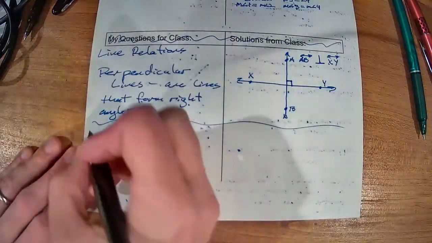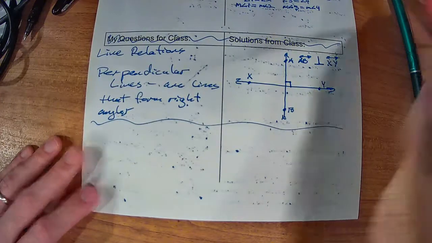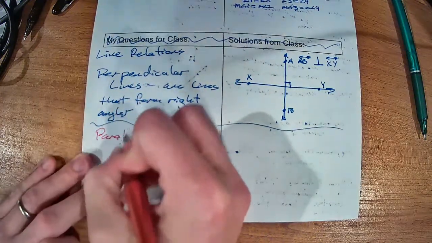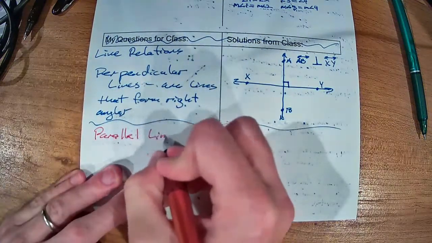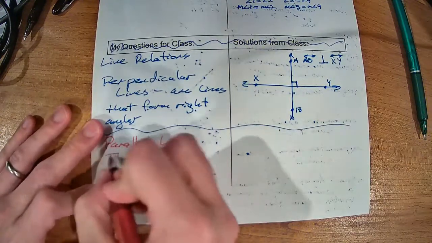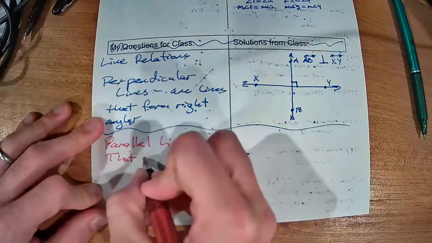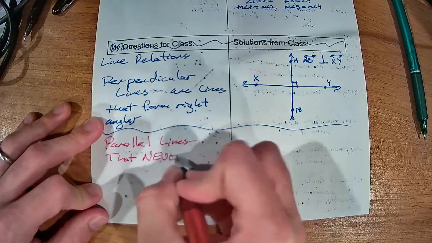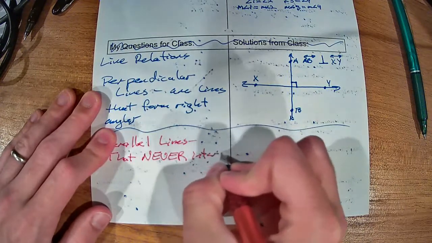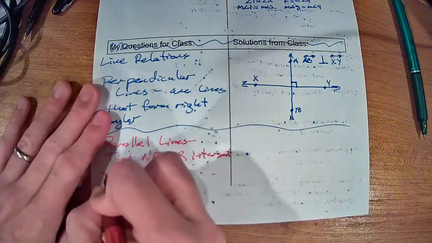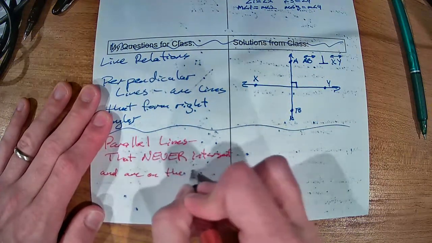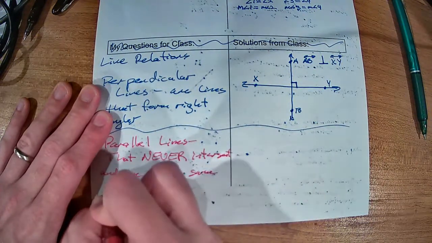The other that we need to talk about, and I guess we'll do it in a different color to kind of offset it here, are what we call parallel lines. Okay. And these are lines that never intersect and are on the same plane.